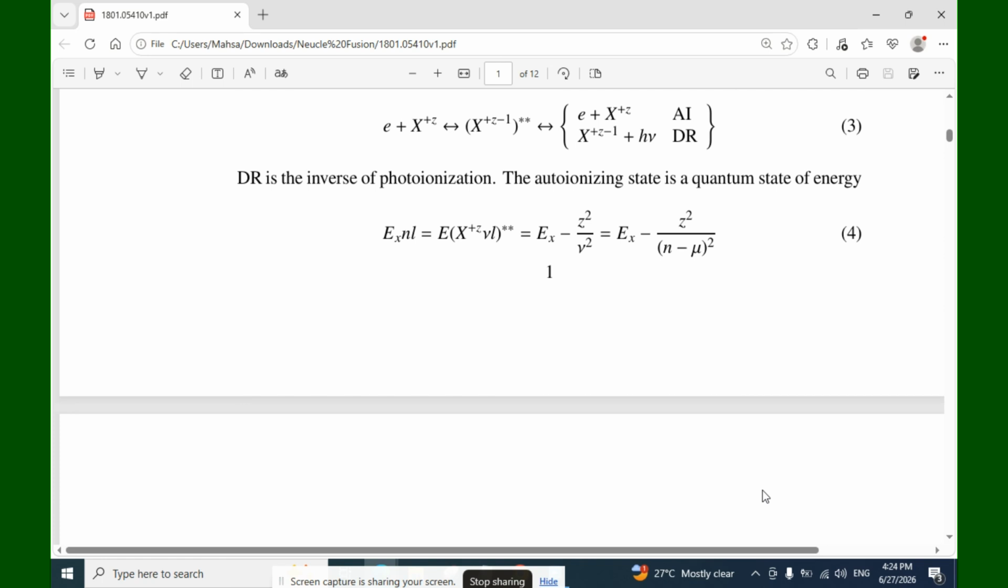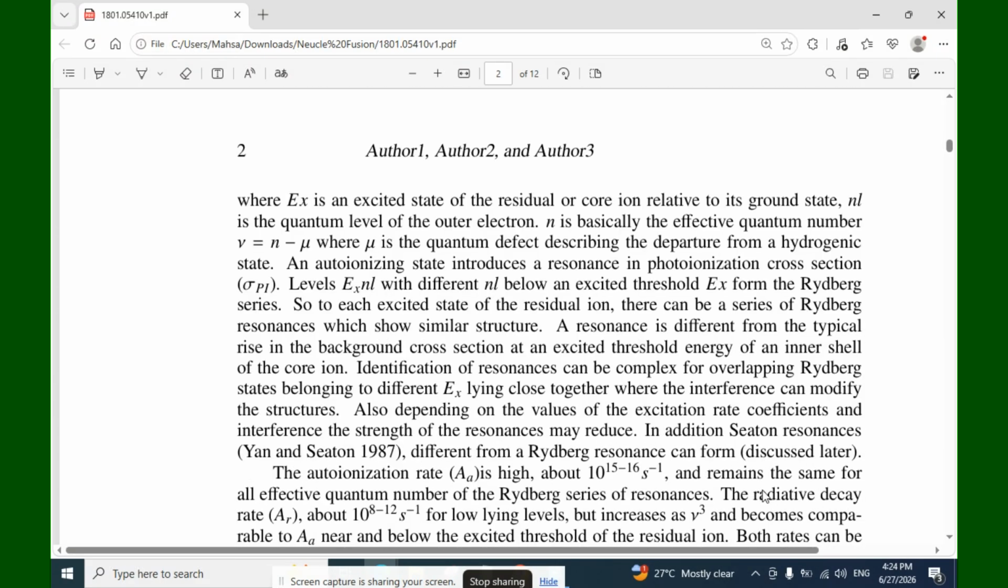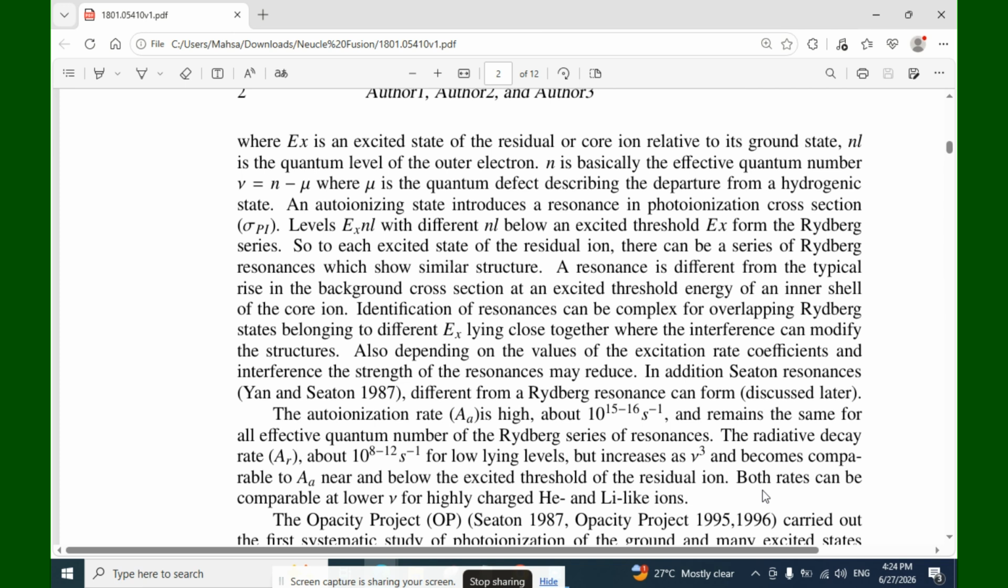E(X, vL) = E_X − Z²/ν² = E_X − Z²/(n − μ)², where E_X is an excited state of the residual or core ion relative to its ground state, and L is the quantum level of the outer electron. n is the effective quantum number. ν is equal to n − μ, where μ is the quantum defect describing the departure from hydrogenic state.